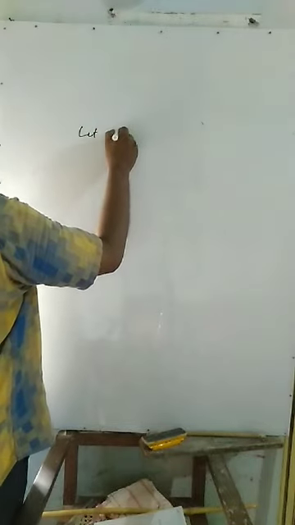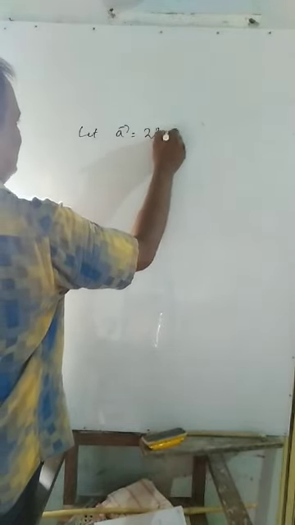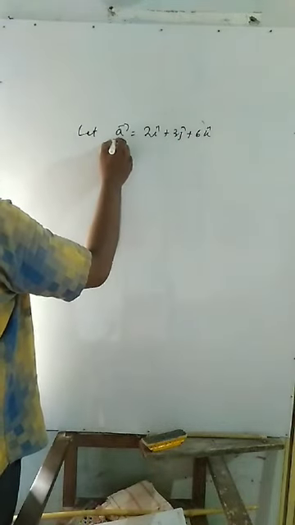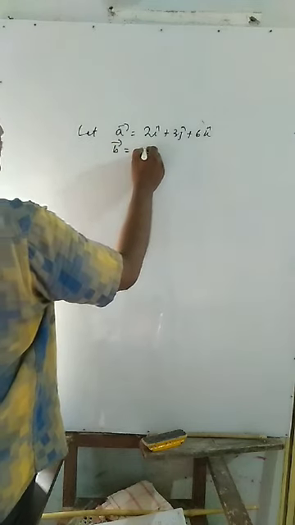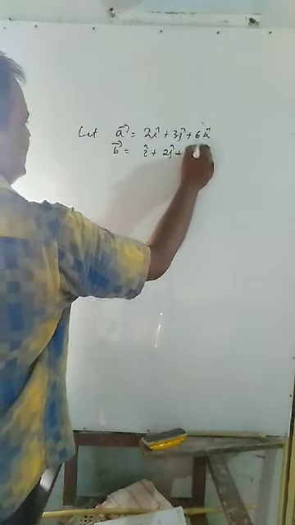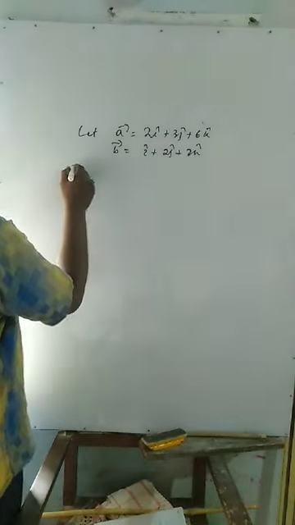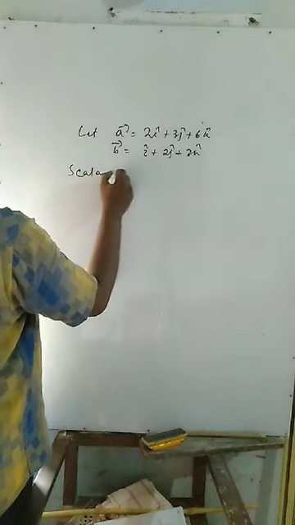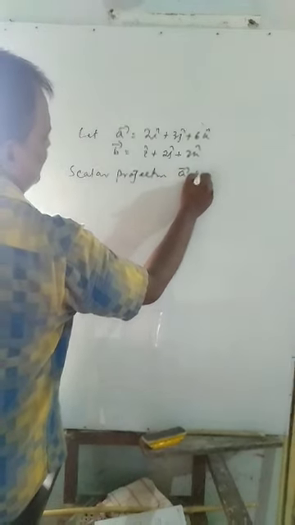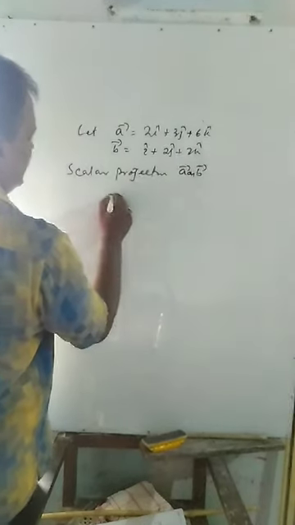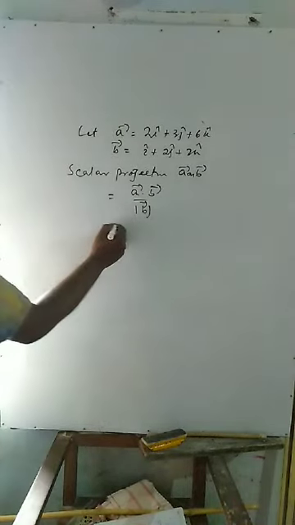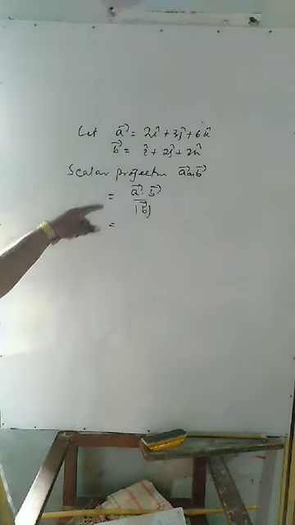So now, let A vector equal 2i cap plus 3j cap plus 6k cap and B vector equal i cap plus 2j cap plus 3k cap. There are two vectors. The scalar projection of A on B, the formula is A dot B by B vector magnitude.